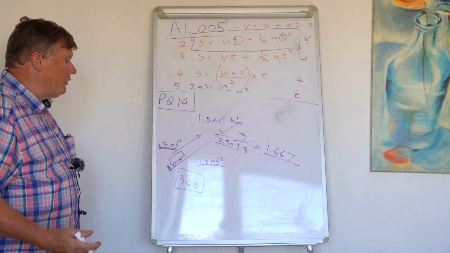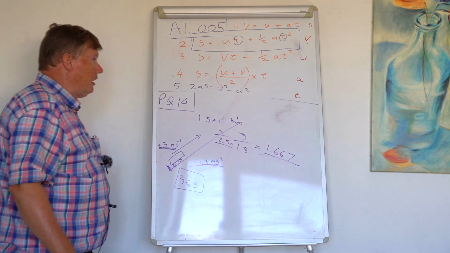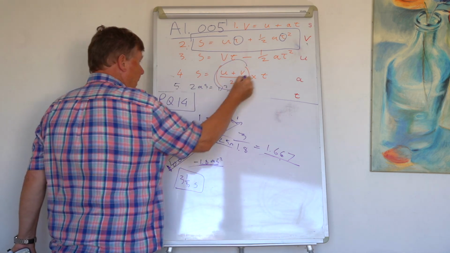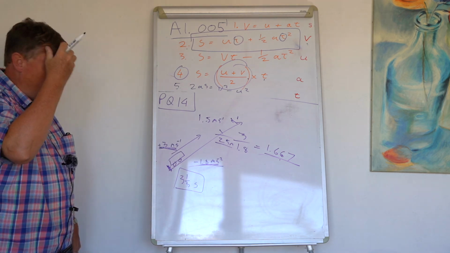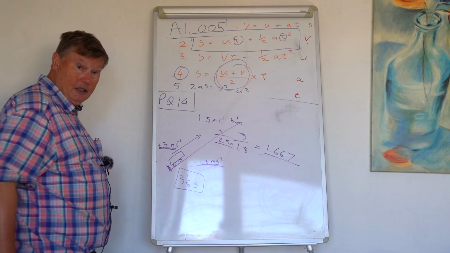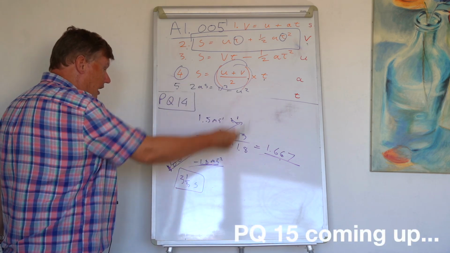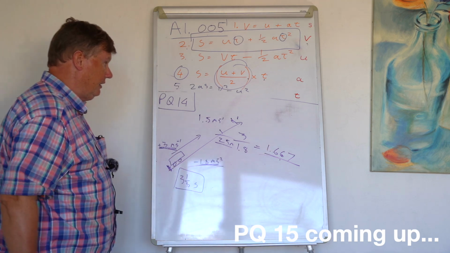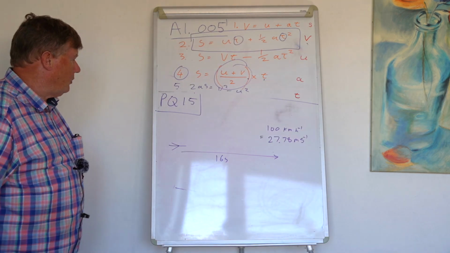This is one of my favorite equations. Average speed times time equals displacement. Average speed times time, number 4 on my list. This is the one you should be using a lot. All right, so the average speed is 1.5. Starts at 3, finishes at 0. Average is 1.5 times the time you found. Excellent.